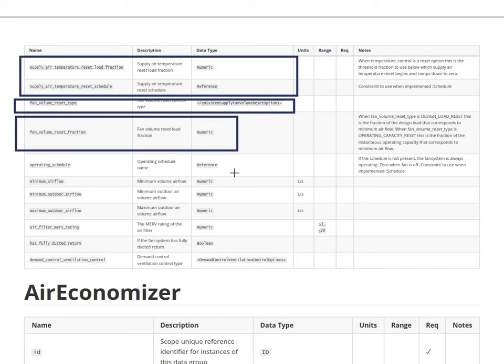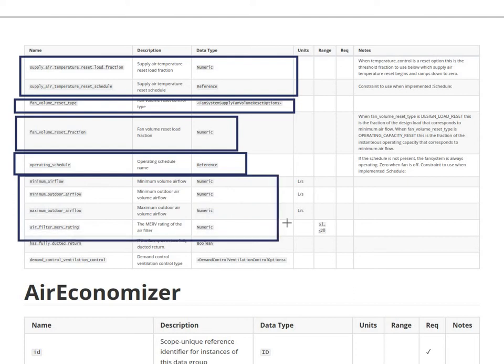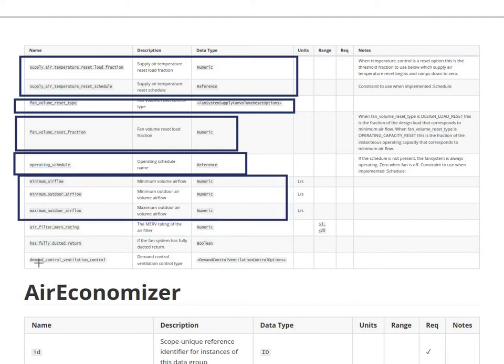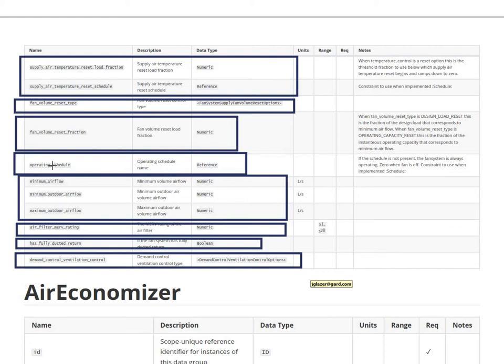And then there's an overall operating schedule for the fan system. And then there's a way to describe the flow rates. So there's minimum outdoor and then maximum outdoor airflow rates described. You can enter the MERV filter rating, which, while not often modeled, is often a requirement in standards. There's a Boolean for whether it has a ducted return. And then finally, the last one is an enumeration for demand-controlled ventilation options.